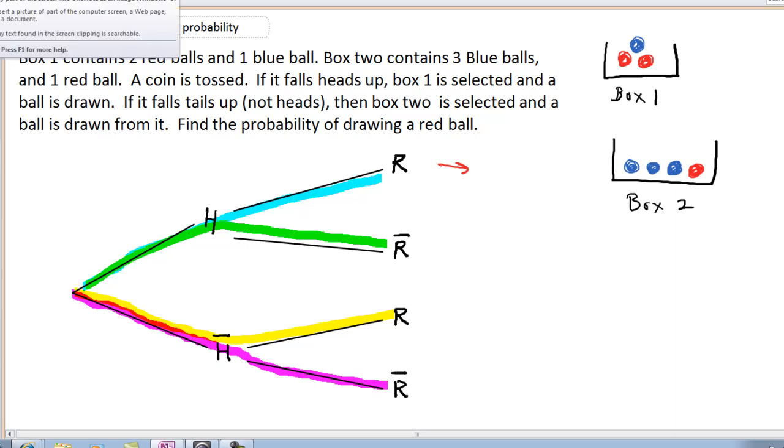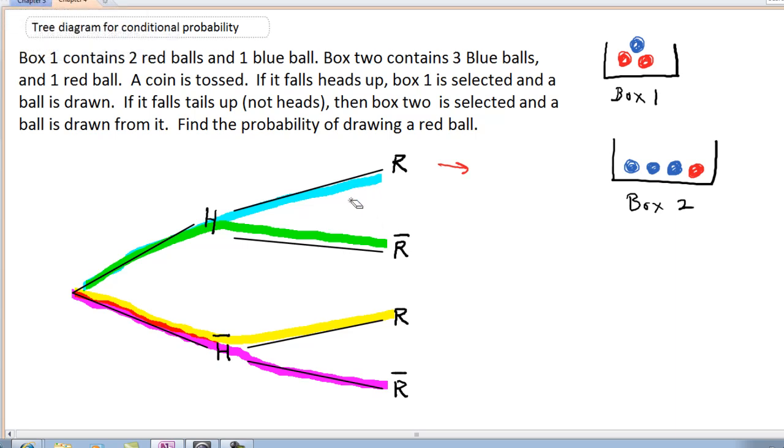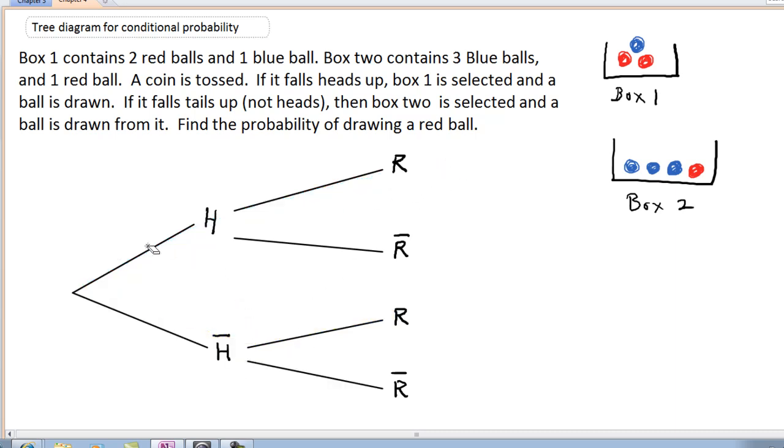So let me just get rid of these, and I'll start filling in the probabilities with you. So first, what's our probability of getting a heads? Well, it's a 50-50 shot, so that's not too hard. So I'm going to put P of heads is a half. P of not heads, or tails, is also a half.